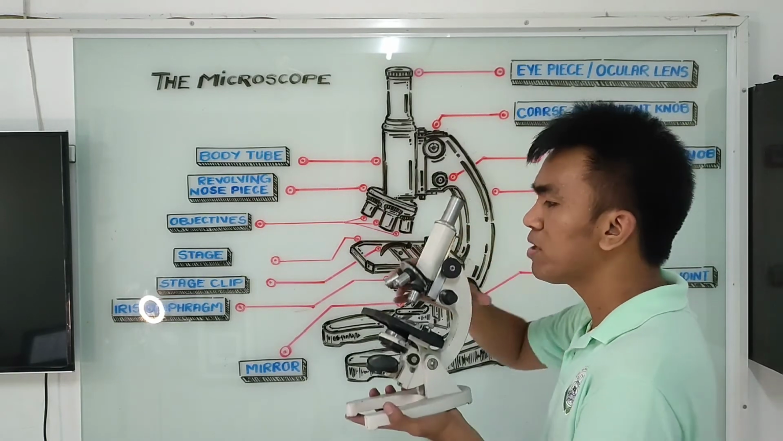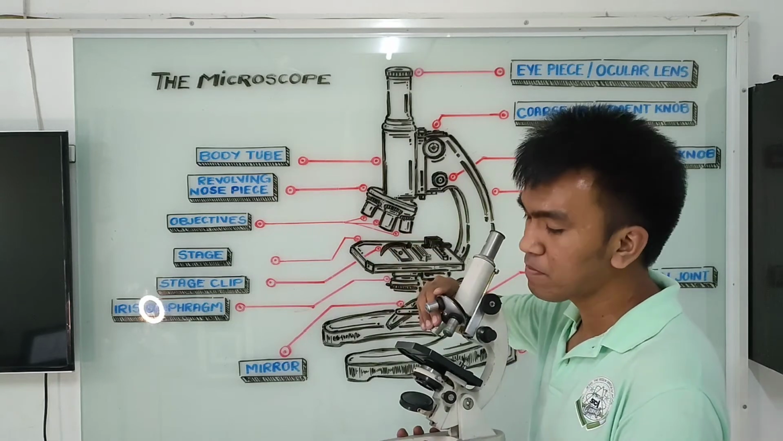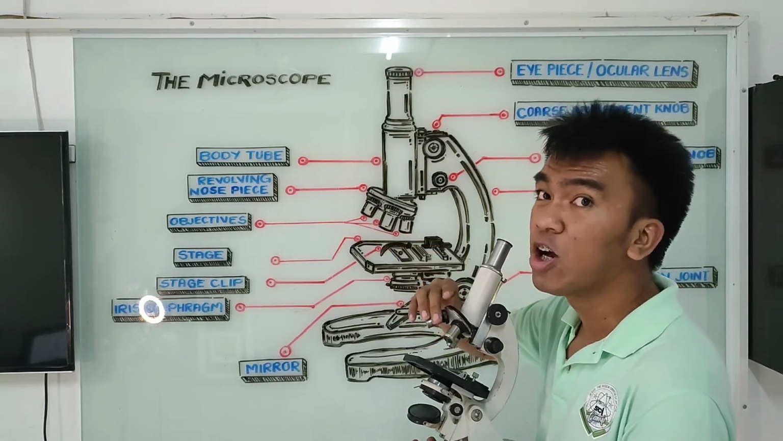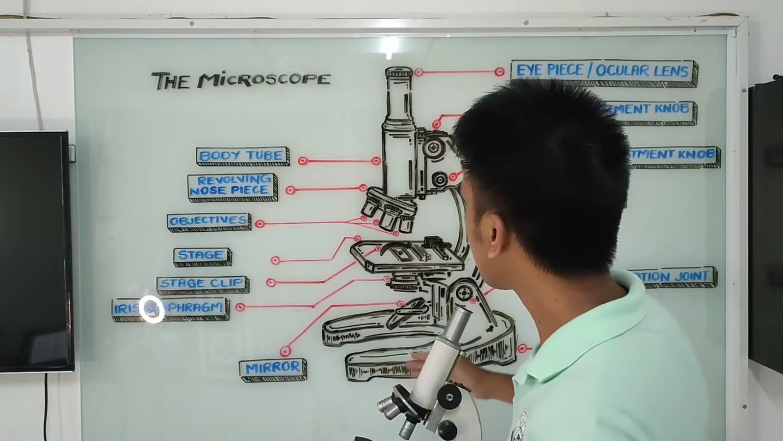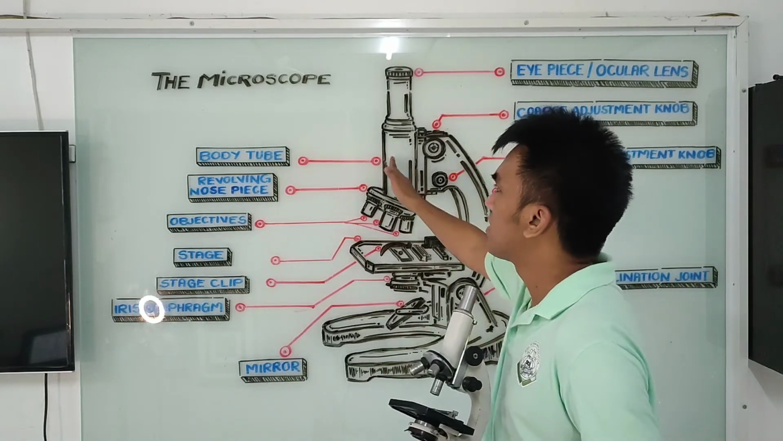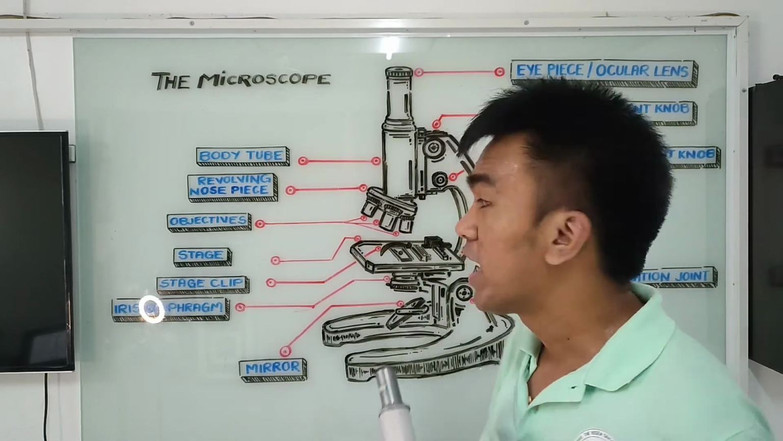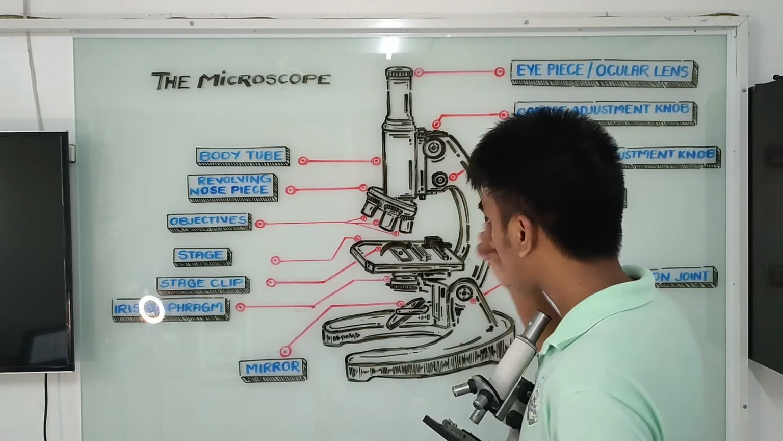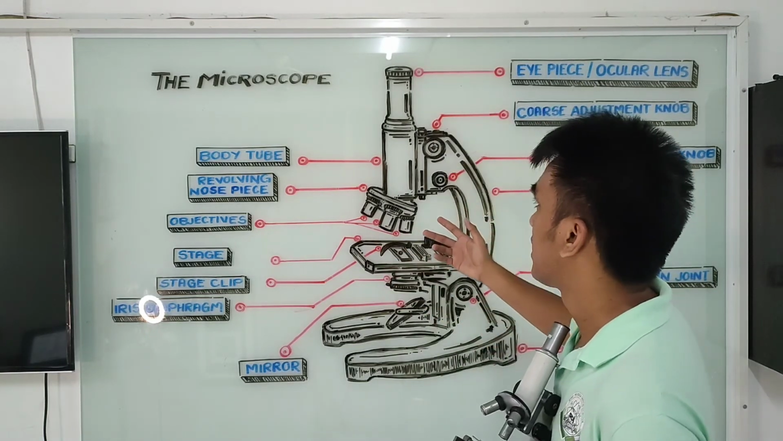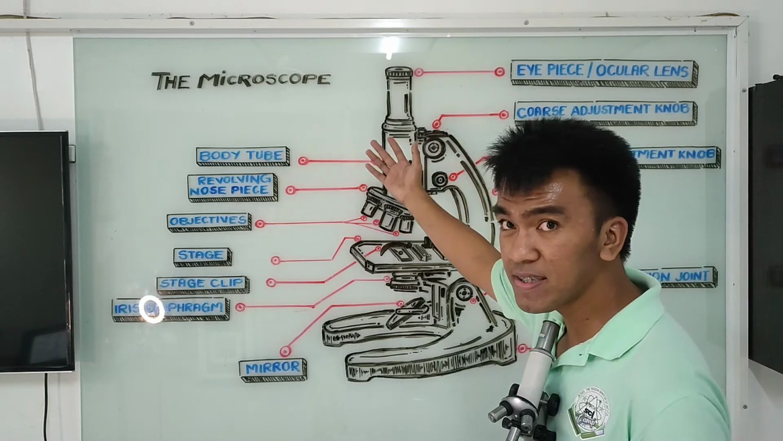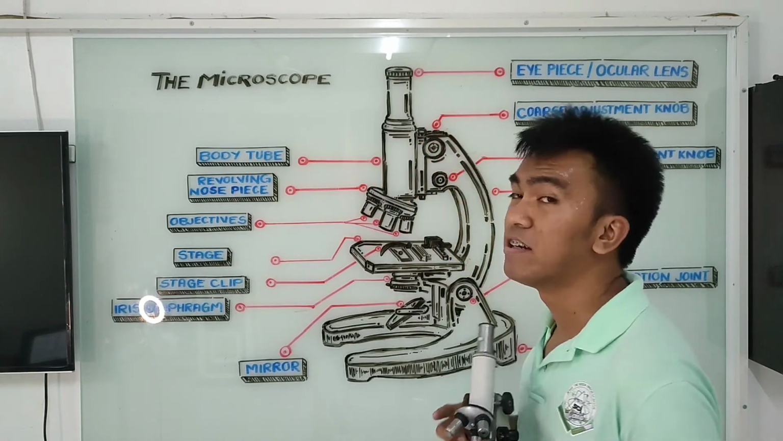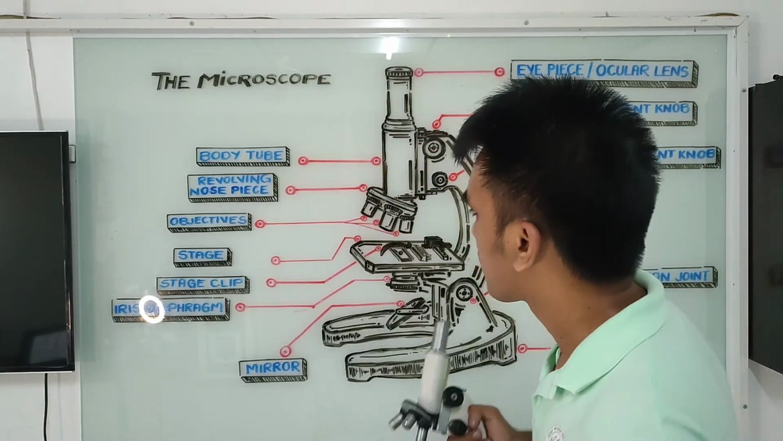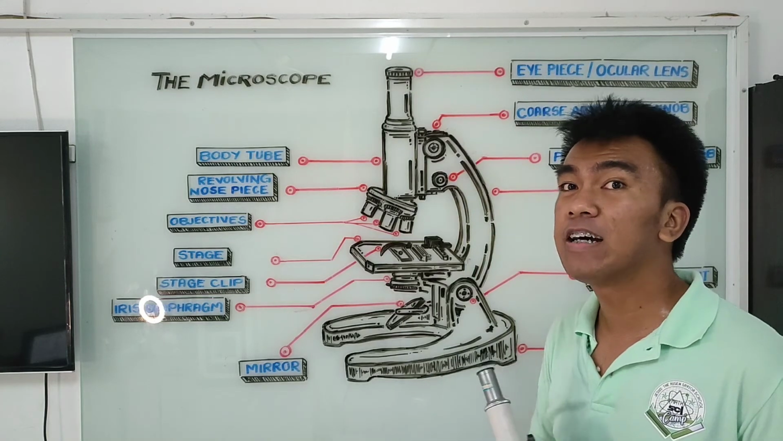Going back to the revolving nosepiece, the revolving nosepiece holds the objectives. And the last one is the body tube, and it supports the eyepiece and the revolving nosepiece. So these are the parts of the microscope.